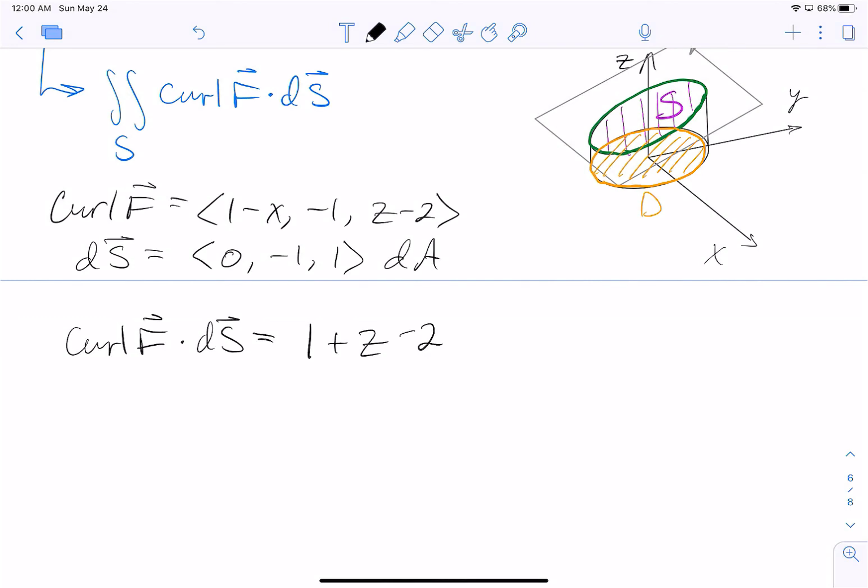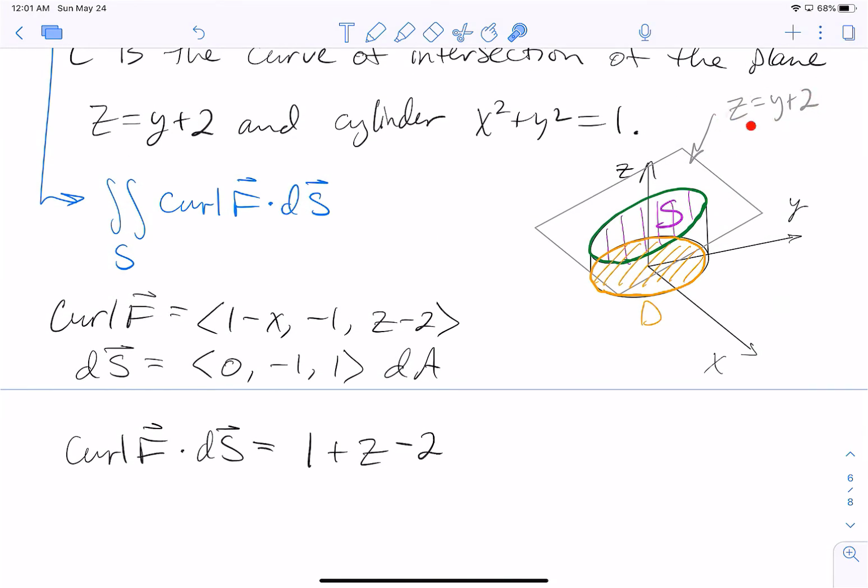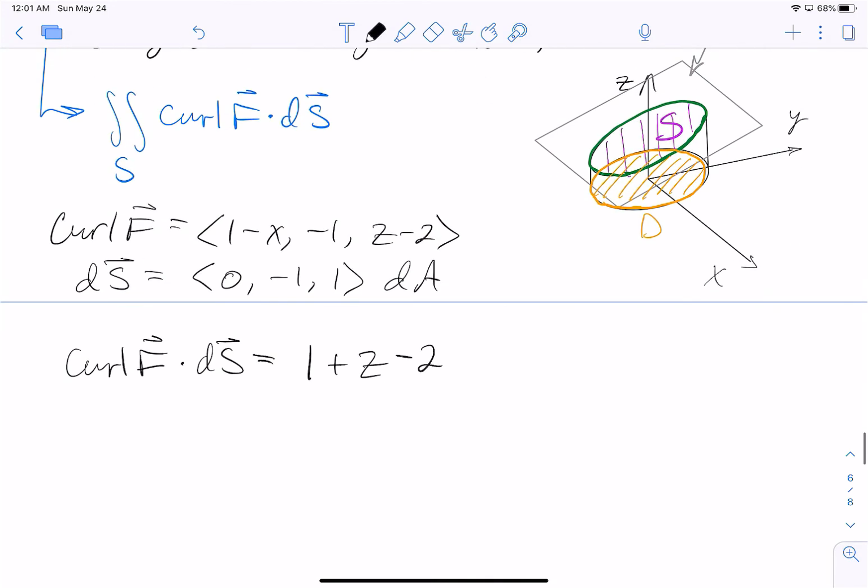However, since our region D is in the xy plane, we want this in terms of x and y and not in terms of z. So we're going to look and we see that z is equal to y plus 2. Therefore, we end up with y plus 1 when we substitute and simplify.